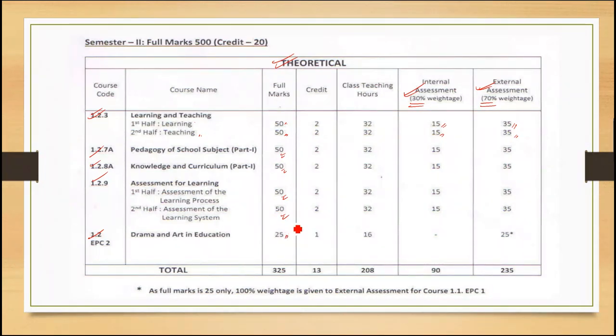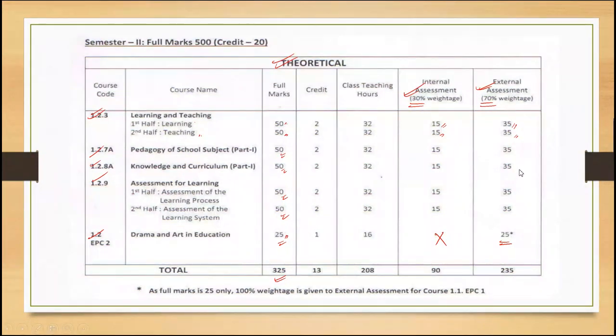Here there is nothing like internal and external assessment, because you won't be having any internal assessment here. You will directly be having external assessment of 25 marks, and whatever you get out of 25 will be your marks out of this total 25. That means there is no such thing as 30% internal and 70% external in this fifth subject. Once again, for drama and art in education, you don't have any internal assessment, you will directly be having external assessment. Whatever you score will be your marks out of the total 25. And here we see that the total marks is 325, as we had previously discussed.